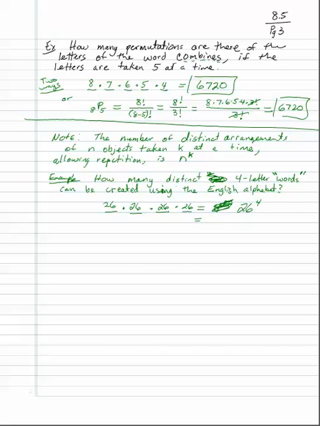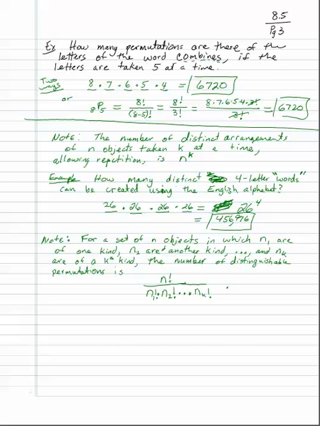And you just punch that in your calculator, and it's quite a bit. So 26 to the 4th is 456,976. Right? And obviously we don't have that many 4-letter words, but that's how many 4-letter words we could create if we were allowed to use 26 letters.